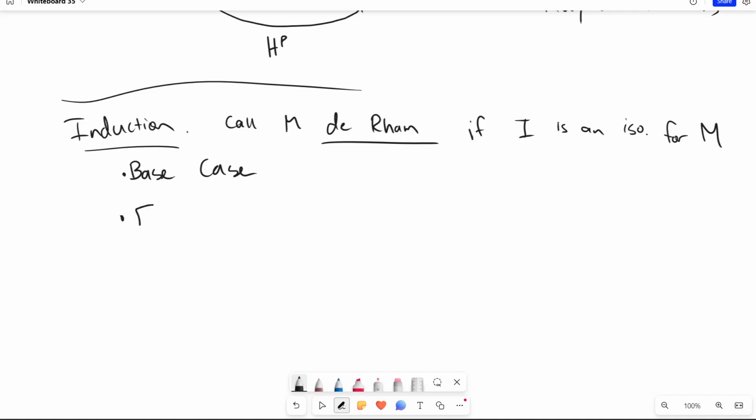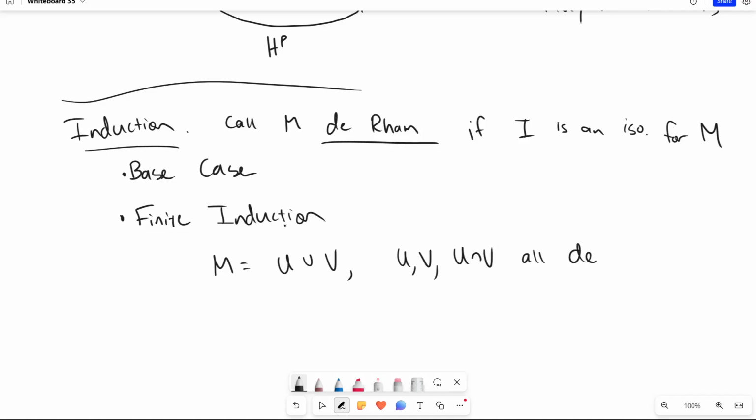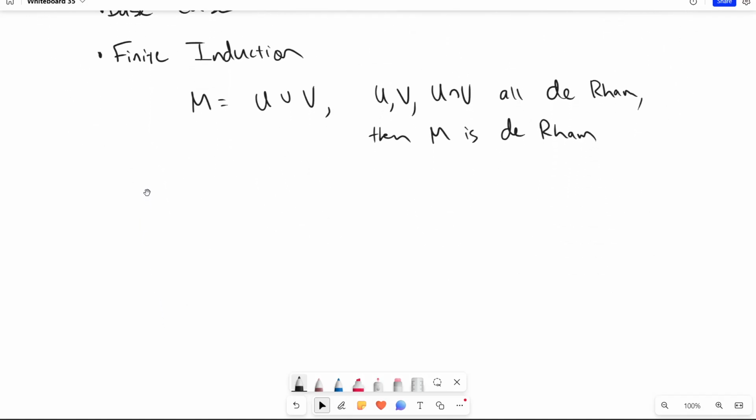And then we're going to do, I'll call this finite induction, where we'll prove that whenever you have M covered by, let's just do the case of two, two open sets U and V, and U, V, and U intersect V are all de Rham, then M is de Rham. And the way that you prove that is using the 5 lemma and Mayer-Vietoris.